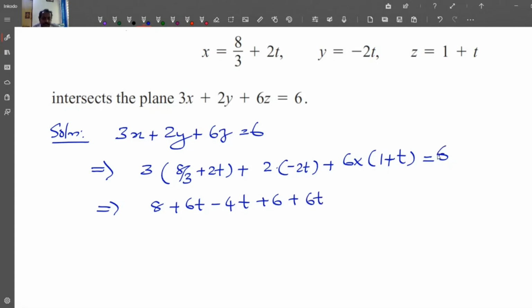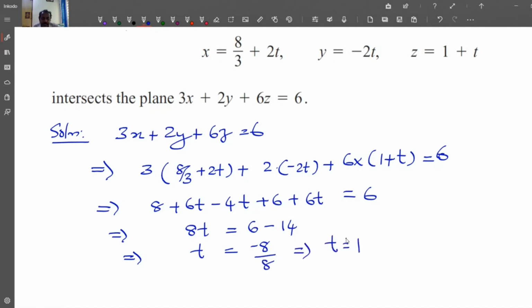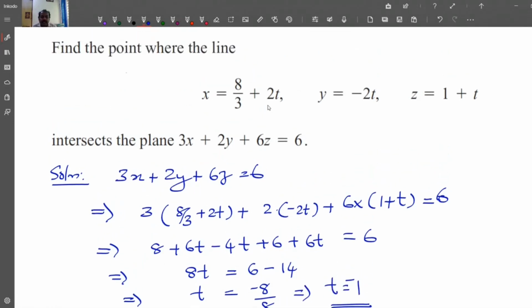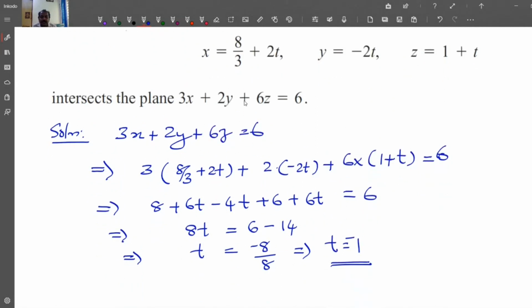This is equal to 6. So this implies 60 minus 40 2t plus 6t. So 8t is equal to 6 minus 14. This implies t is equal to minus 8 by 8, so this implies minus 1. That is, at t equal to minus 1, this point lies on the plane 3x plus 2y plus 6z.